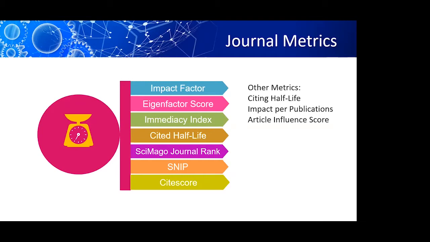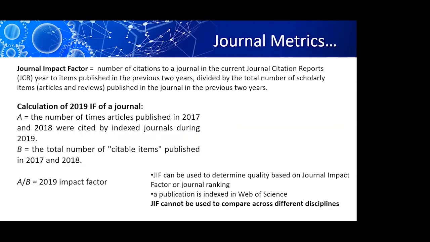And other metrics which we can use for measuring the journals are the citing half-life, impact per publication, article influence score, etc. There are several other scores, but here I have listed the important journal metrics. Now I'm going to discuss these major research metrics one by one. The first metric I'm going to discuss is the journal impact factor.